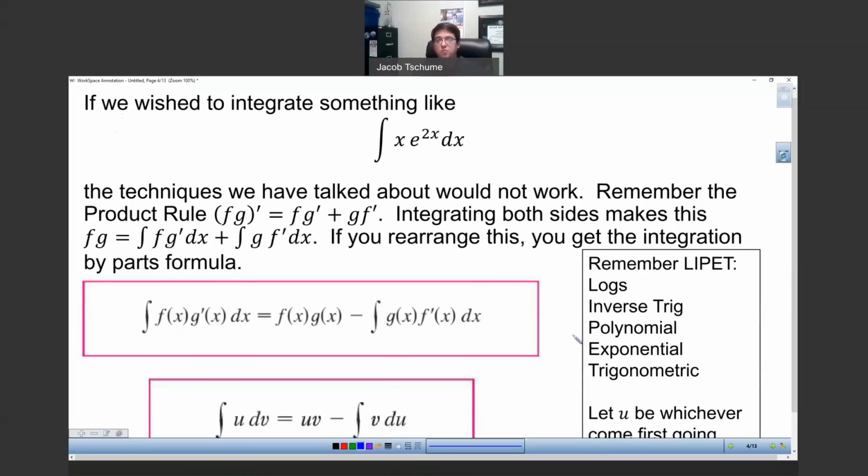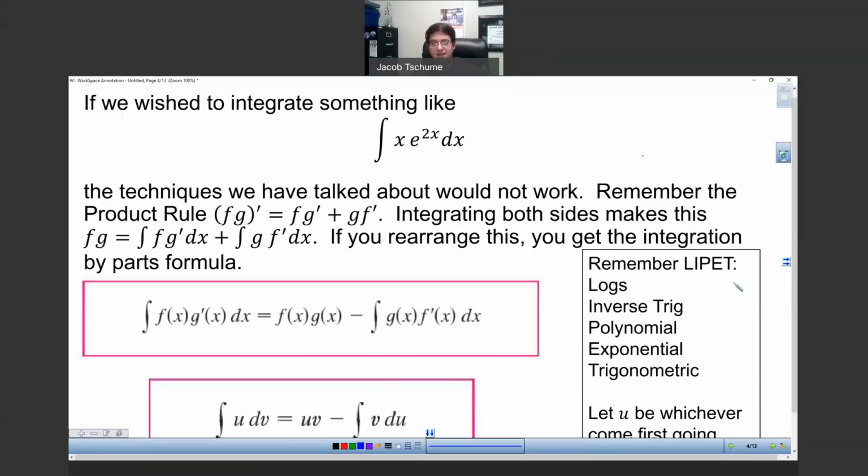So what we're going to do is remember a rule from Cal 1 called the product rule, when you took the derivative of two functions being multiplied together. If you remember from Cal 1, when you took the derivative of f times g, you would get the first times the derivative of the second plus the second times the derivative of the first. And then if you integrated the product rule, so you're trying to undo yourself, you could say that f times g is equal to the integral of fg prime plus the integral of gf prime.